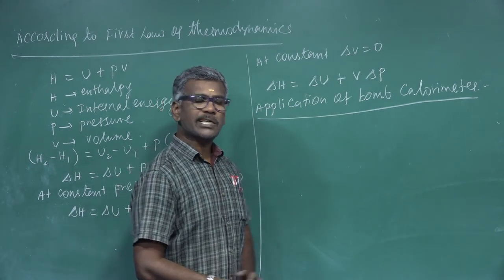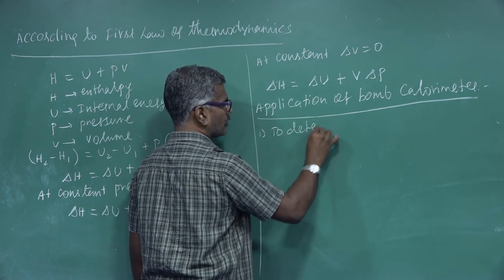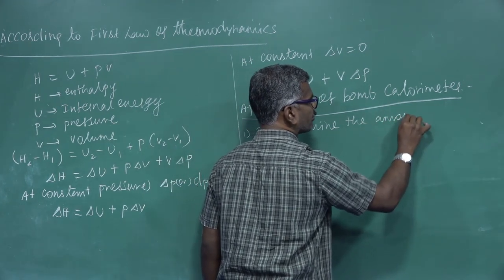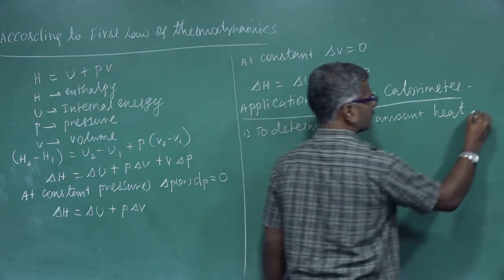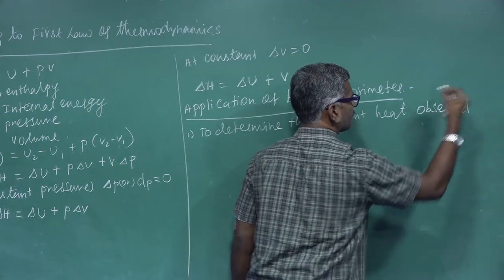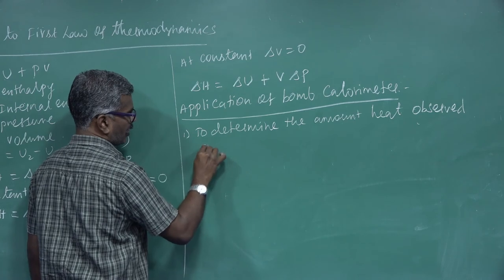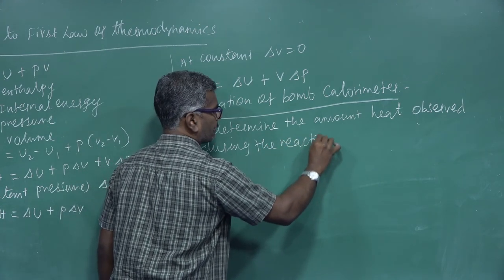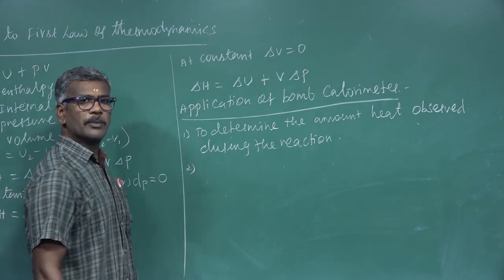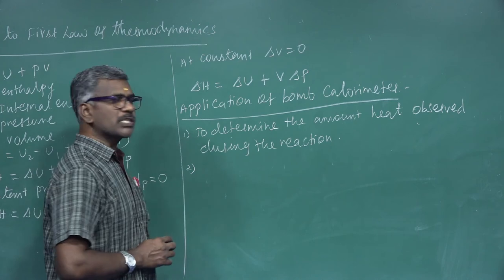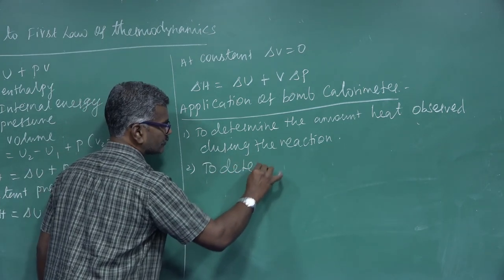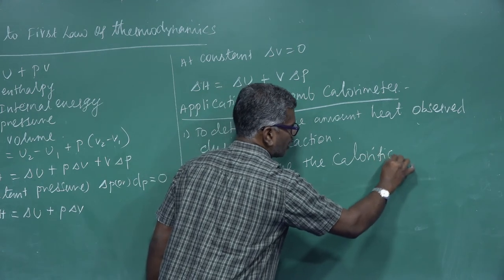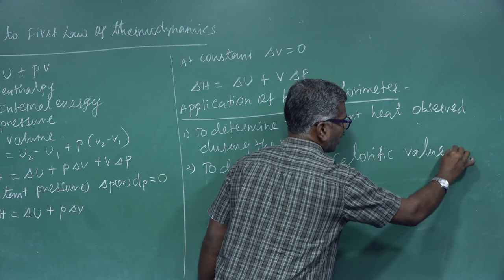Bomb calorimeter, it is easy to determine the amount of heat absorbed during the reaction. This is point number one. Another point number two, bomb calorimeter, it is easy to determine the calorific value, the calorific value of food.